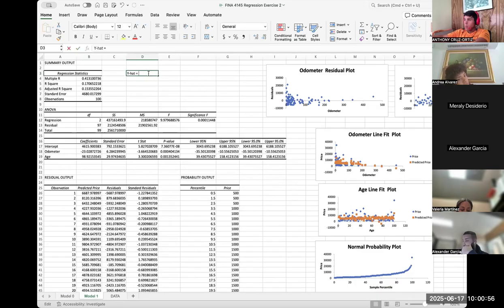Our results say that the intercept is now 4615. The coefficient for odometer is negative 23, so it's still negative. It's a little bit bigger, and we're going to call that x1. And the next one, age, is 98, or let's say 99, x2. All right, so that's the model that we got.